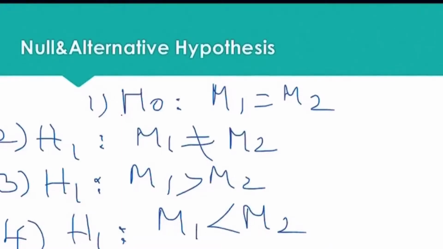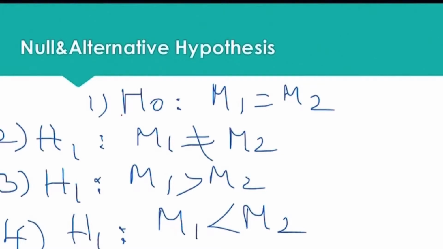Here, the first one is null hypothesis, which says M1 is equal to M2. That is, mean of group 1 is equal to mean of group 2. There is no difference between group 1 and 2. There is no statistical significance. Whereas 2, 3, 4 are alternative hypothesis. If you look at 2, H1 alternative hypothesis, it says M1 is not equal to M2. There is a significant difference between Group 1 and Group 2. This is a non-directional hypothesis. It does not specify which one is greater or lesser.